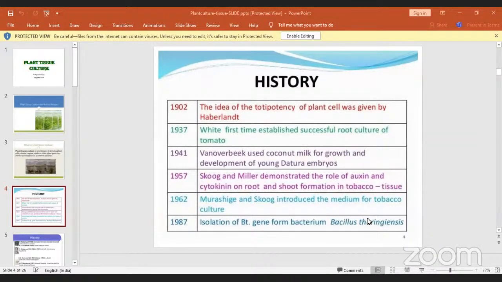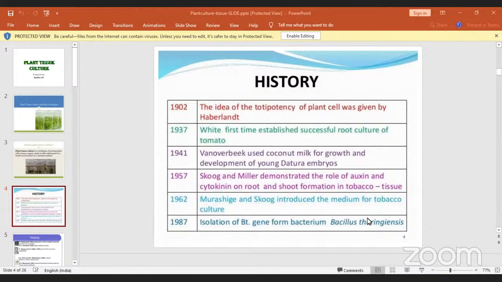And similarly, adding a high amount of cytokinins and less amount of auxins leads to the formation of shoot, by a process that is called caulogenesis. So rhizogenesis and caulogenesis are both formed by the different percentages of auxins and cytokinins.